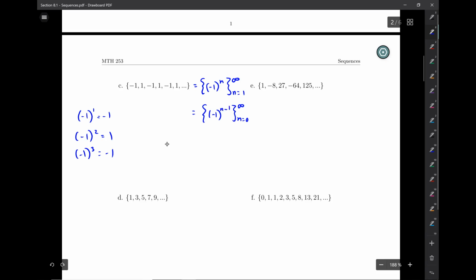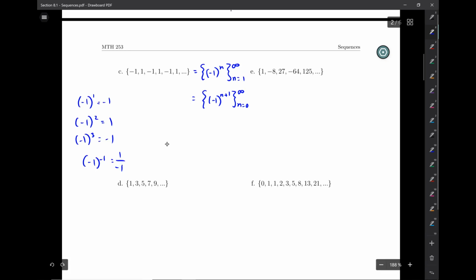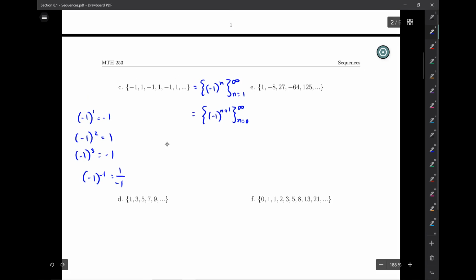Well, technically it works. It'd be -1 to the -1 power, which would be 1 over -1. Might not be the easiest possibility. I think most of us would intuitively go with an n plus 1 instead, so that we'd have -1 to the 1 power. Technically, you could begin this index at 3, 5, 7, 9. It doesn't matter. You would be creating the exact same sequence. Okay, so there are some different options there.